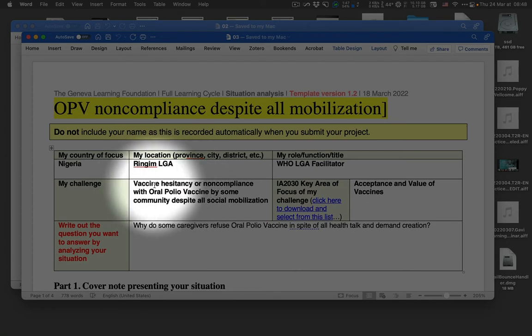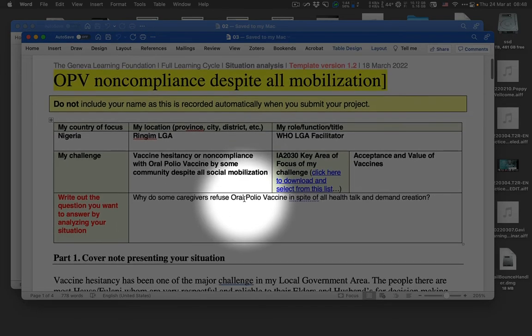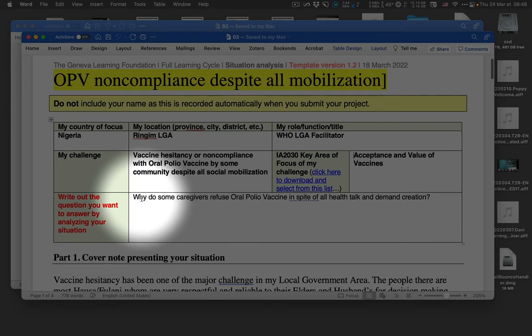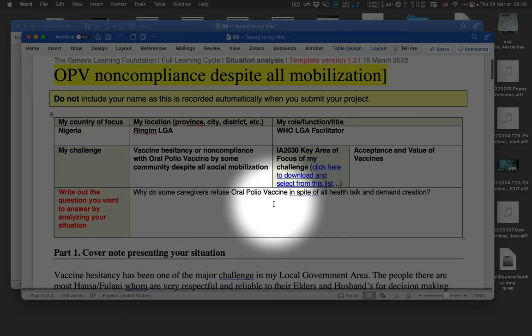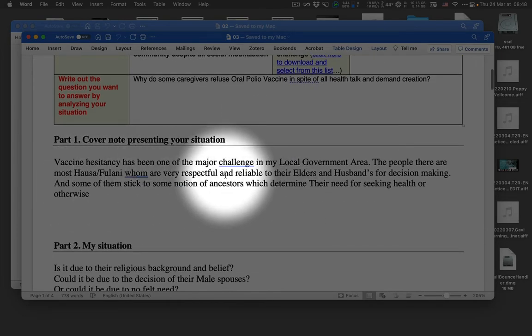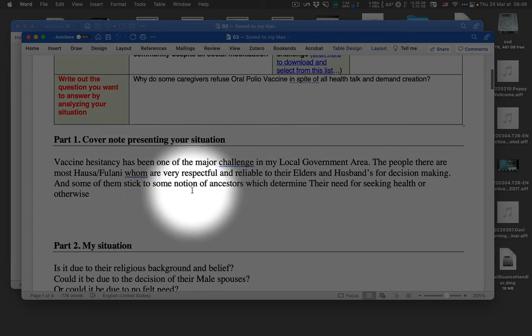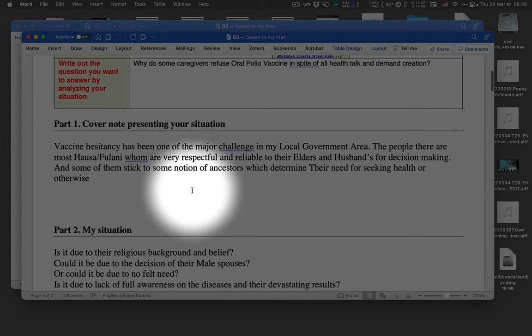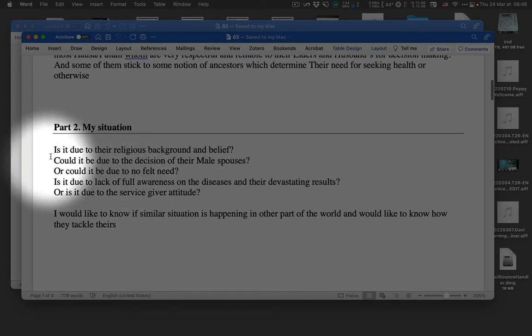So challenge is vaccine hesitancy or non-compliance with oral polio vaccine by some community despite all social mobilization. And okay, so that's an interesting one. Why do some caregivers refuse OPV in spite of all the health talk and demand creation? All right, the cover note seems like a good start. There's some local specific information about who's who. Obviously, this is not complete.